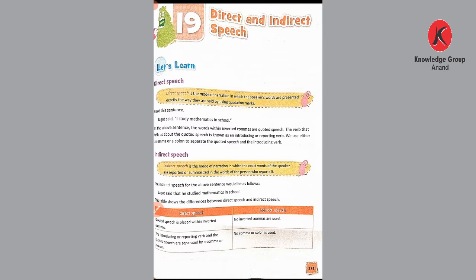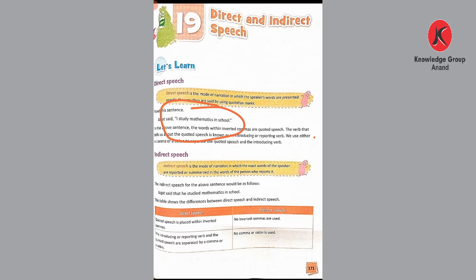Direct speech is the mode of narration in which the speaker's words are presented exactly the way they are said, by using quotation marks. Here there is an example. You can see that Jagat said. After said there is a comma, and the reported speech is written in double inverted commas: I study mathematics in school.